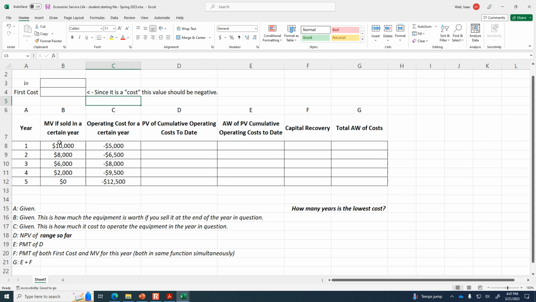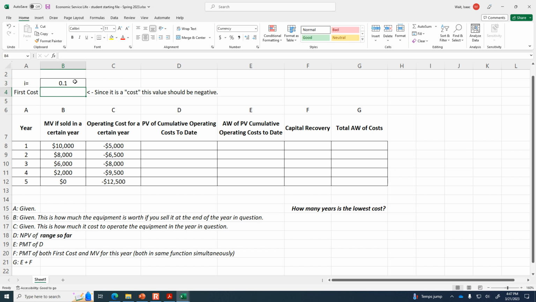Okay, so the data is already in here that has the market value and the operating costs. Does everybody have the template open? Anybody need a little more time to get it downloaded and open? Okay. So the details of this one are on the back side of the paper that I gave you earlier. The interest rate is 10%, so put in 0.1.